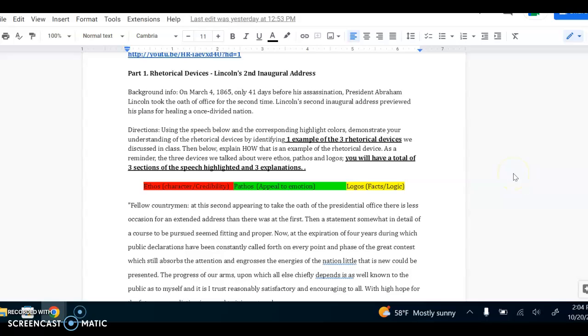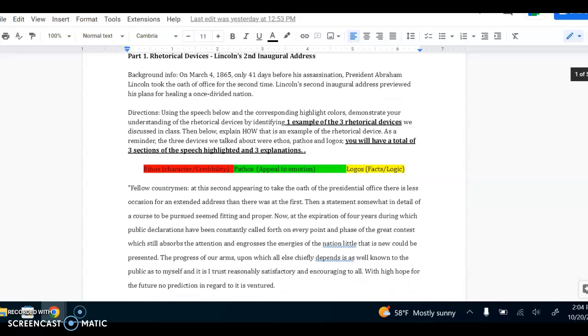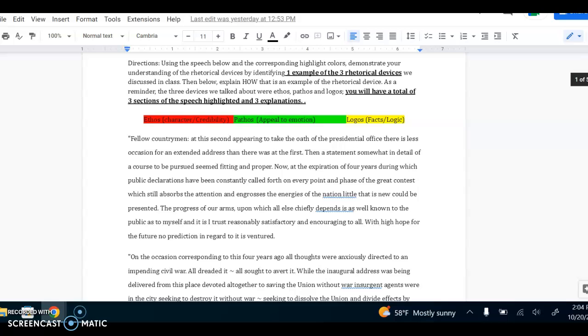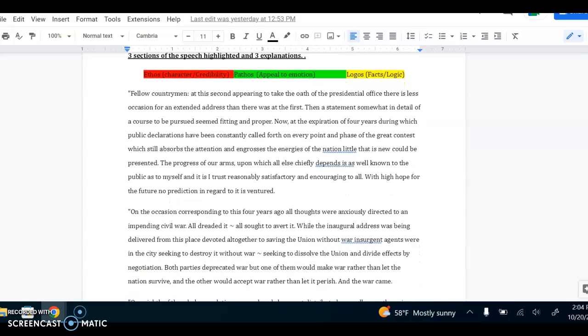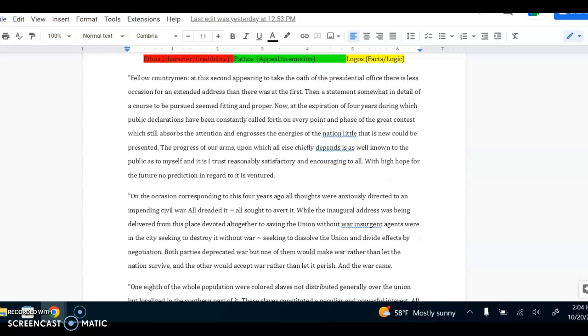Friends, there are 2 versions of the test. This version is only asking you to highlight a total of 3 sections, where the other version of the test is asking you to highlight 2 sections for a total of 6 highlighted, so just double check which version you have. All right, we're going to do ethos in red, pathos in green, and logos in yellow. I'm going to read the speech now.